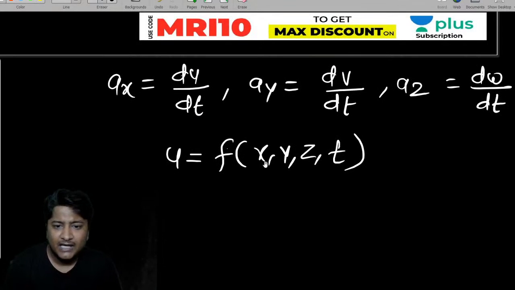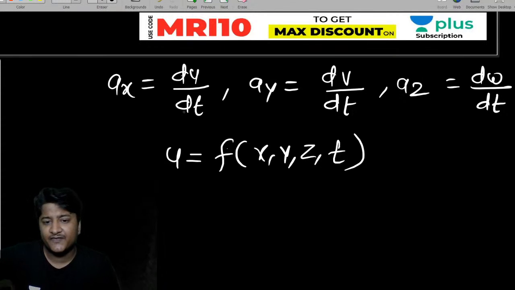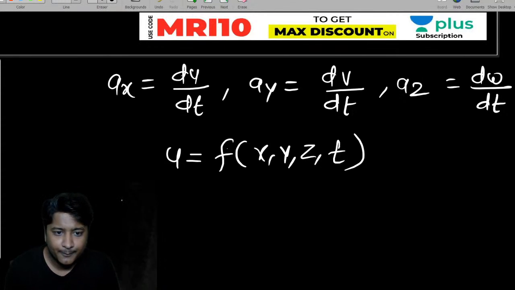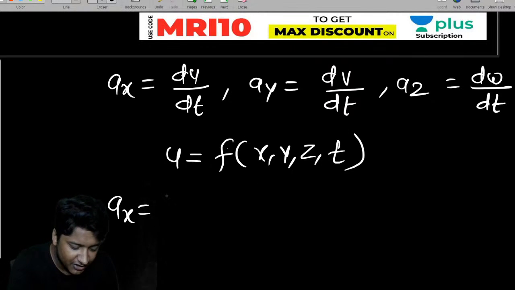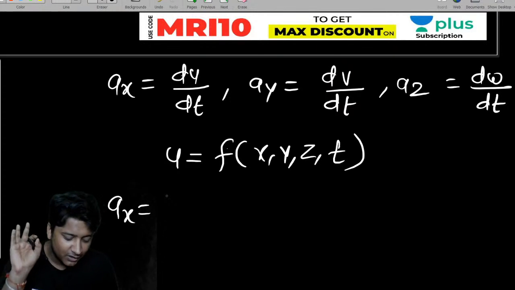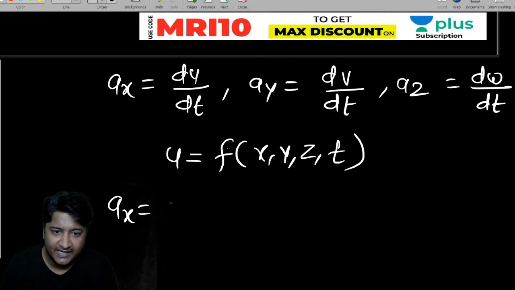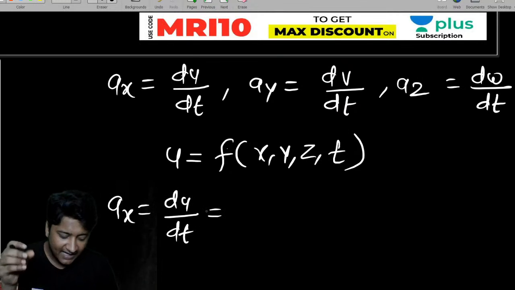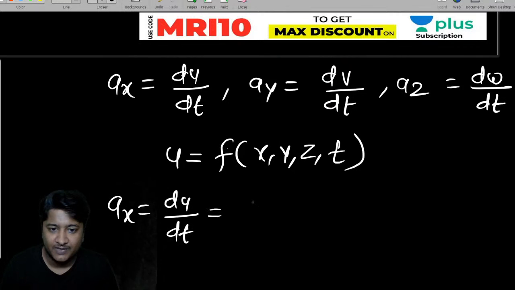So u is a function of x, y, z and t. So now you have to differentiate with respect to t. How will you do it? ax will be a partial differentiation now. Yes or no? Those who know partial differentiation will understand these things easily. Those who don't will ask, sir, what happened. Those guys who know partial differentiation are very comfortable with this. I am doing partial differentiation.